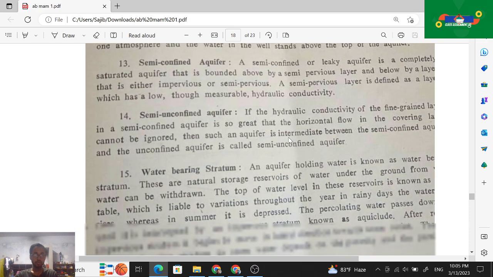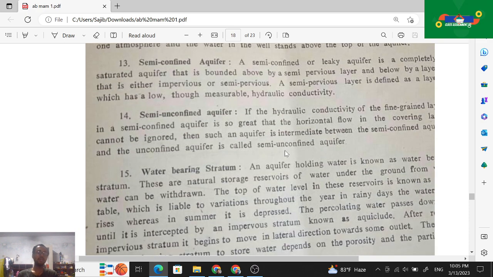Semi unconfined aquifer মধ্যে যেটা আছে সেটা হচ্ছে if the hydraulic conductivity of the fine grain layer in a semi-confined aquifer is so great that the horizontal flow in the covering area cannot be ignored, then such an aquifer, intermediate between the semi-confined aquifer and the unconfined aquifer, is called the semi-unconfined aquifer.